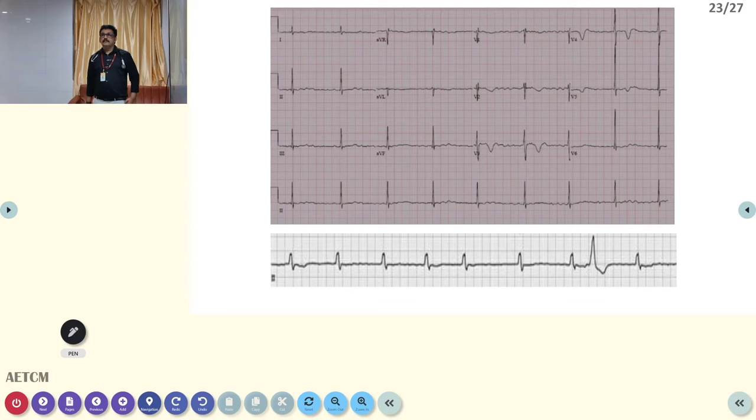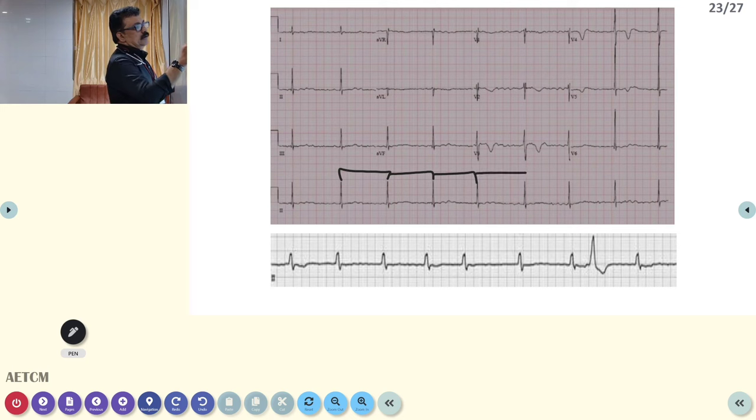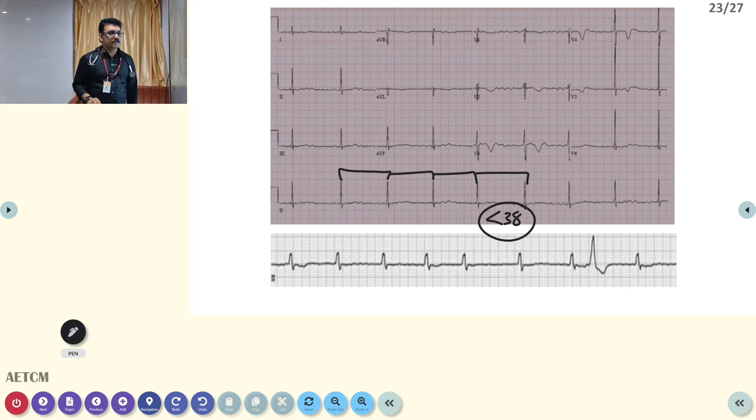Now here you can see there is atrial fibrillation, but the QRS complexes are coming regularly. The rate is very low, maybe 38 or 35. Normally in atrial fibrillation, even if the rate is very much controlled, you can have some irregularity in the QRS complex. If the rate is controlled with digoxin or something, the QRS complex will not be regular. In atrial fibrillation, if the QRS complexes are regularly coming and the rate is very low, you have to suspect complete heart block with atrial fibrillation.